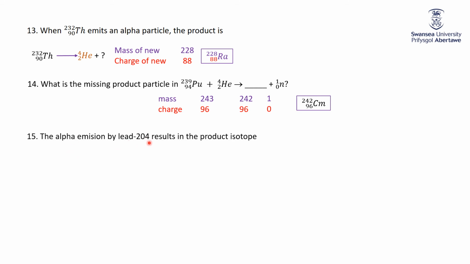Alpha emission by lead-204 results in the product isotope, so same old question. Mass of the new one is 200, charge of the new one is 80. 80 is of course mercury, so mercury-200.